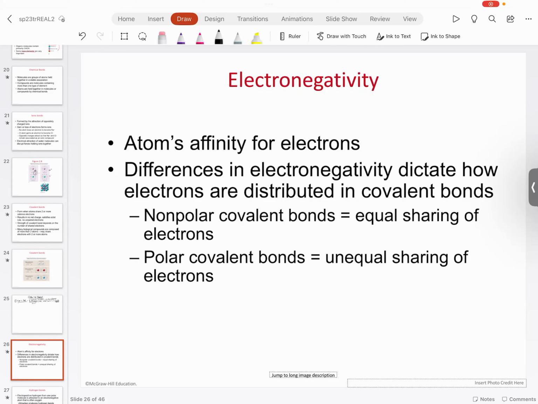Like I said, it's something that all atoms have. And essentially, for lack of a better definition, though the better definition is, basically this defines the affinity that an element has for electrons. In a lot of ways, I like to think of this as electron suckiness.